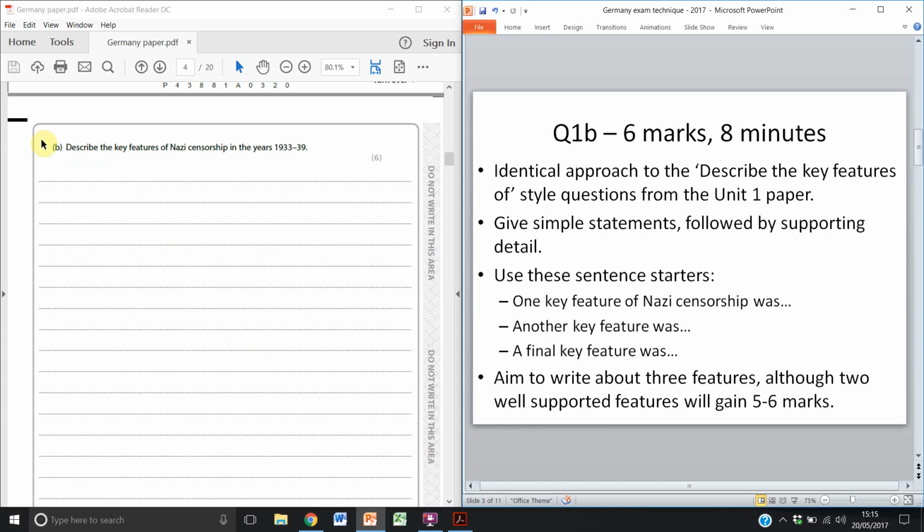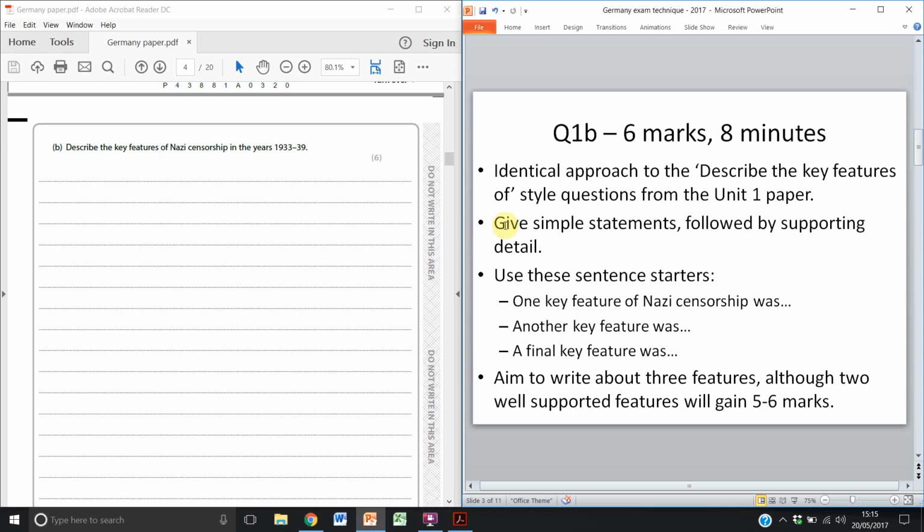And again, the start of this question will be along these lines. Describe the key features of, and in this example, it's Nazi censorship. So when the Nazis were controlling the information that people had access to once they came to power. All right. It could be describe the key features of the Munich Putsch. Describe the key features of the Treaty of Versailles. All right. Now, the way that you approach this is identical to the describe the key features of style question in the Cold War paper.